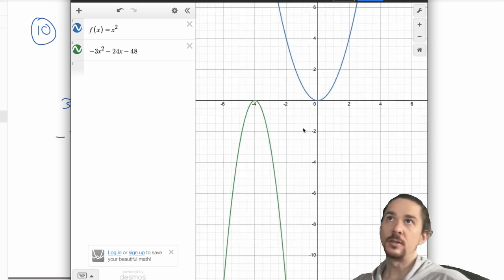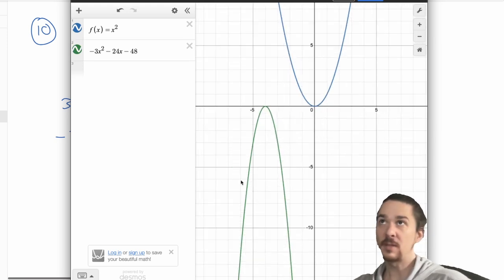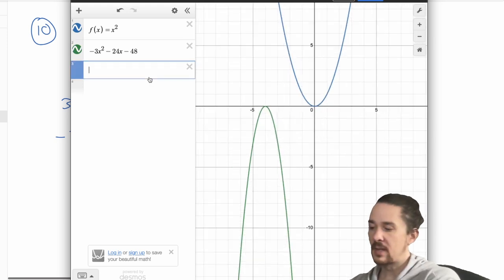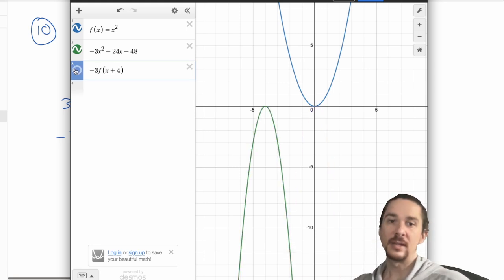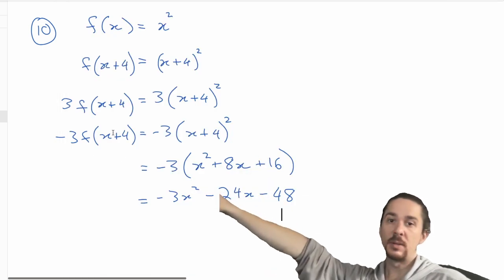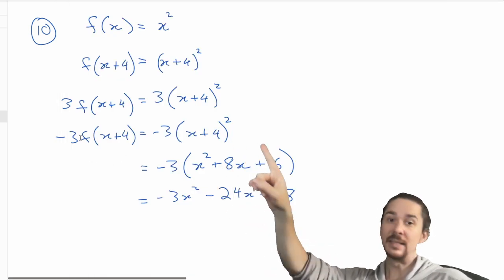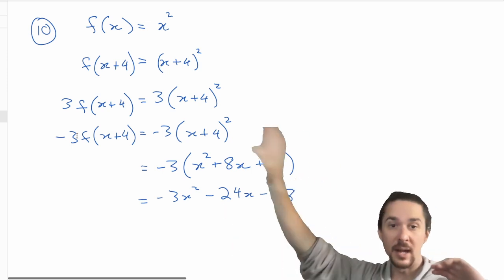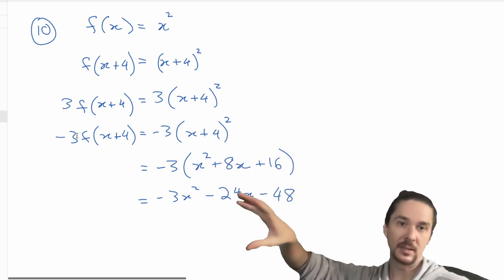So here we have the function. It's being shifted to the left by 4 units. It's being flipped upside down and stretched by a factor of 3. If I say -3 f of x plus 4, notice that this is exactly the same as the one we just drew. The reason I'm showing you this is I want to make it clear that what I've done on the left-hand side, where I've applied the transformations in function notation, is exactly the same as what I've done on the right-hand side, where I've done the transformations, expanded the brackets, collected like terms, and simplified everything.